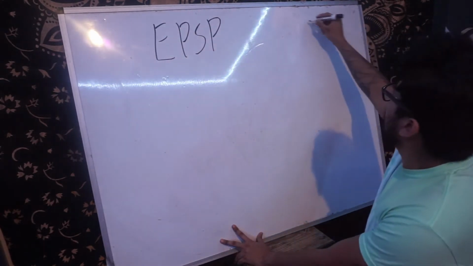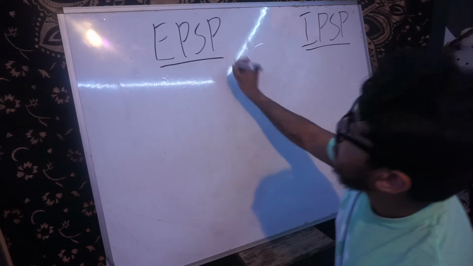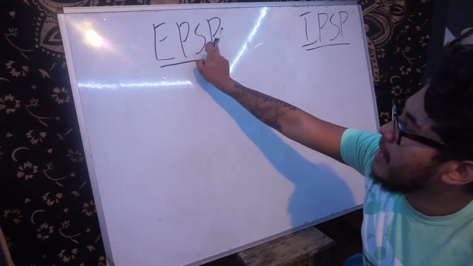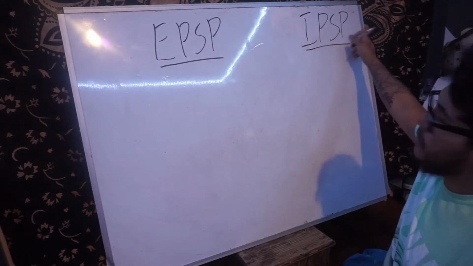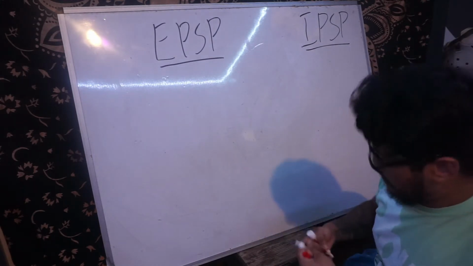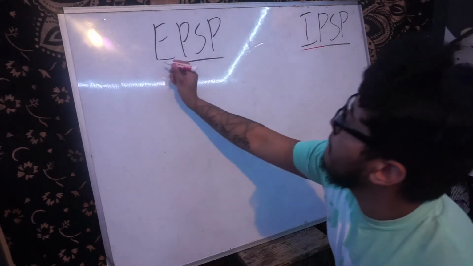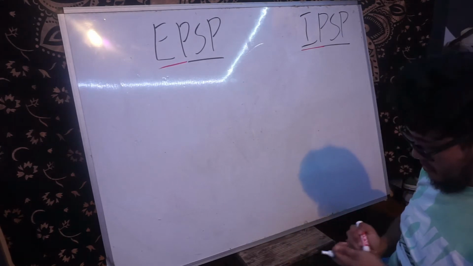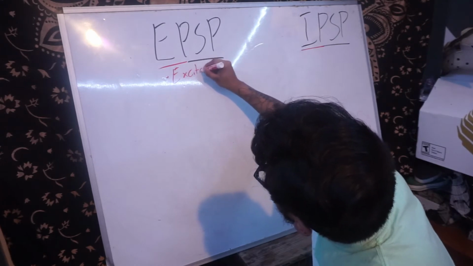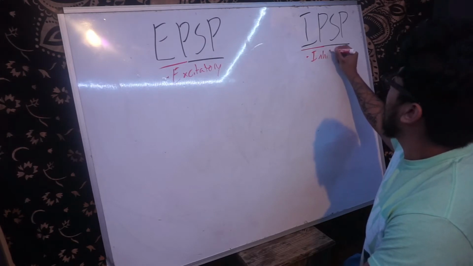EPSP and IPSP. These two things show up on your slides. These stand for excitatory postsynaptic potential and inhibitory postsynaptic potential. A whole bunch of nerd words. Really, all you have to know are these two right here, the E and the I. What do they stand for? Excitatory, inhibitory.